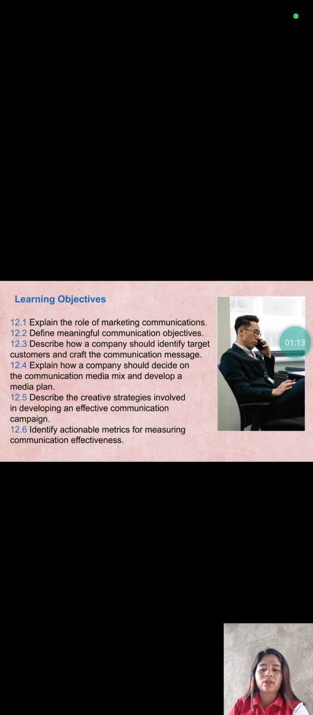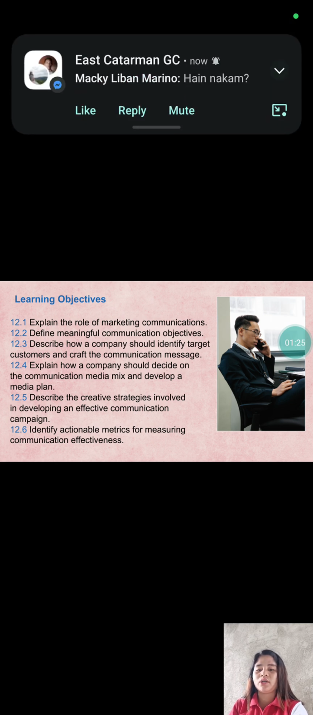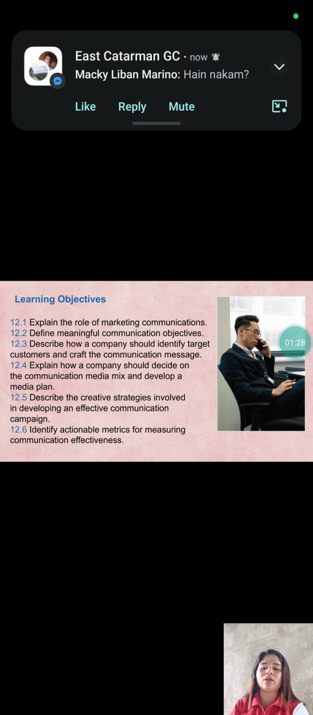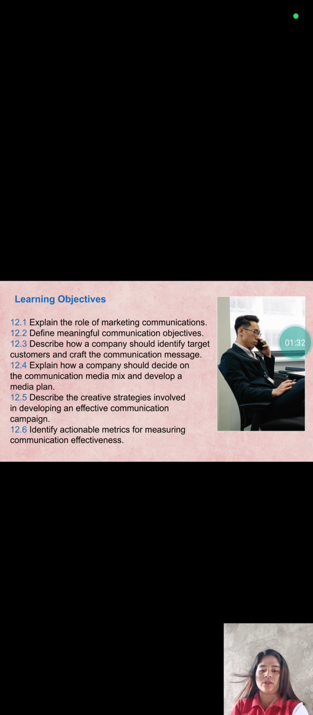The learning objectives of this chapter are, first, to explain the role of marketing communications. Second, define meaningful communication objectives. Third, describe how a company should identify target customers and craft the communication message. Fourth, explain how a company should decide on the communication media mix and develop a media plan. Next, describe the creative strategies involved in developing an effective communication campaign. Finally, identify actionable metrics for measuring communication effectiveness.